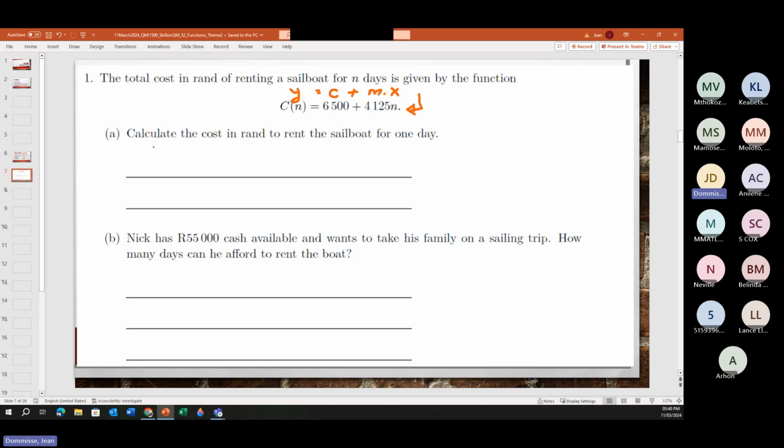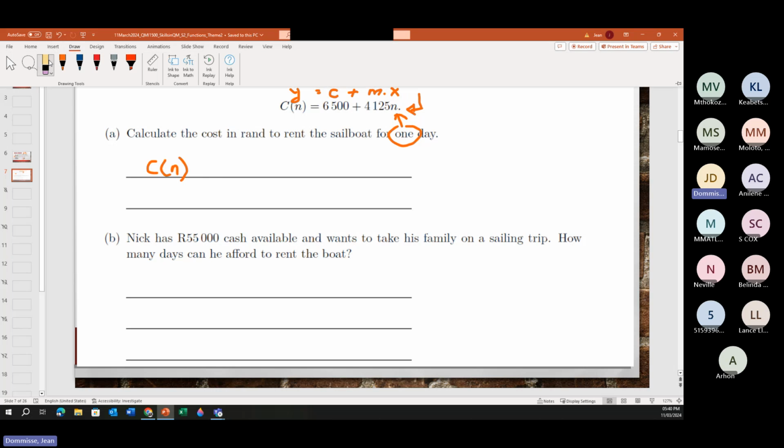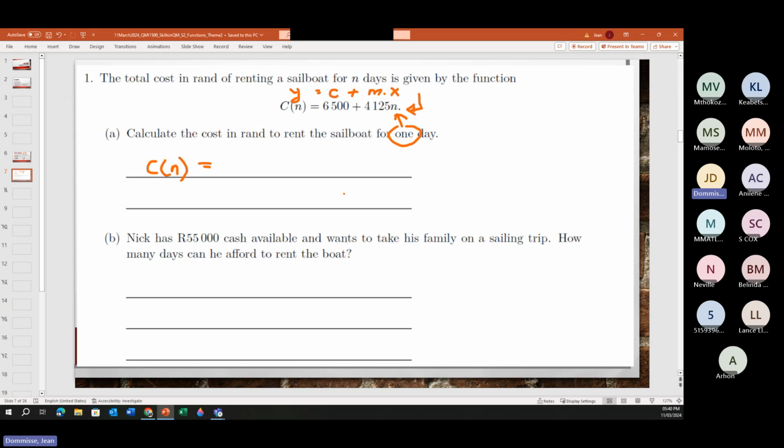Then they ask us to calculate the cost in rand to rent the sailboat for 1 day. Okay, so they're basically asking us if n is 1, how much will the total cost be? They can ask you that n can be anything. So they can say 10 days, 5 days, anything like that. It doesn't need to be 1 day.